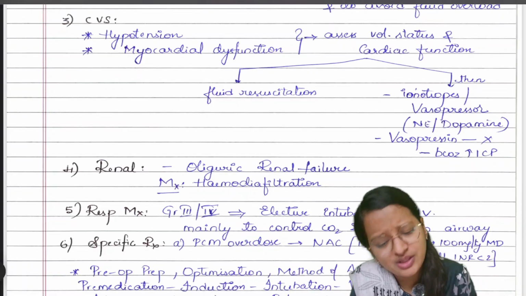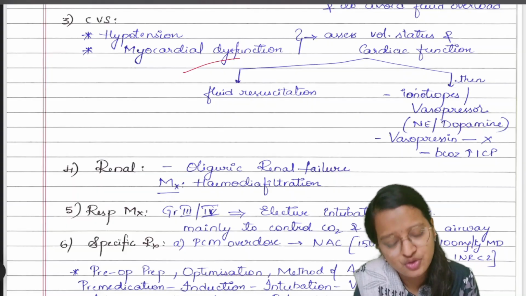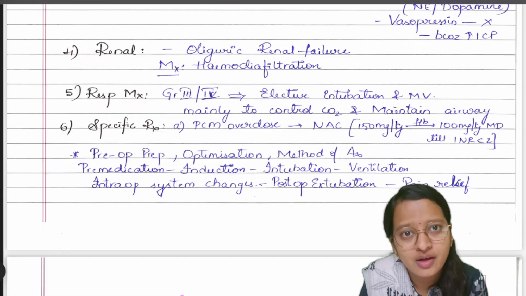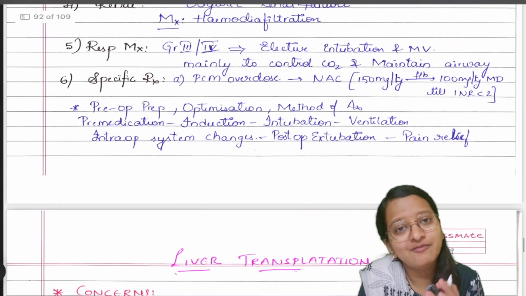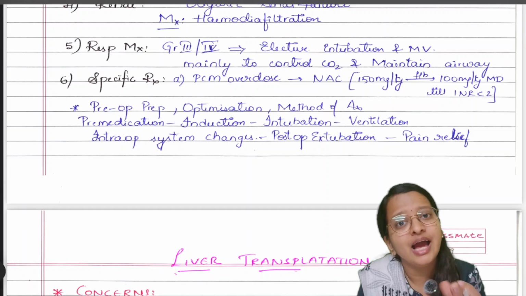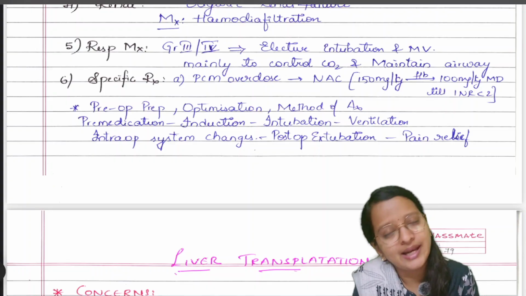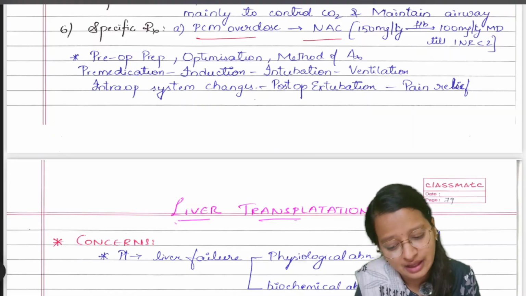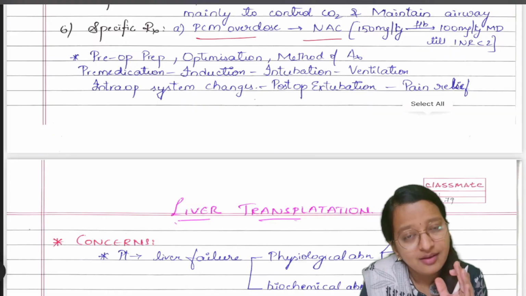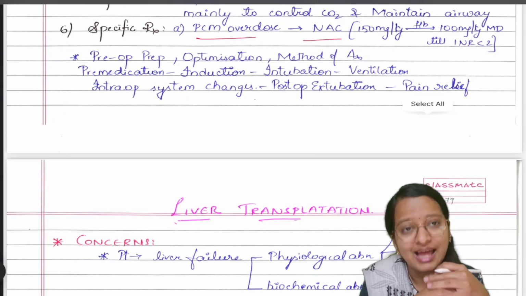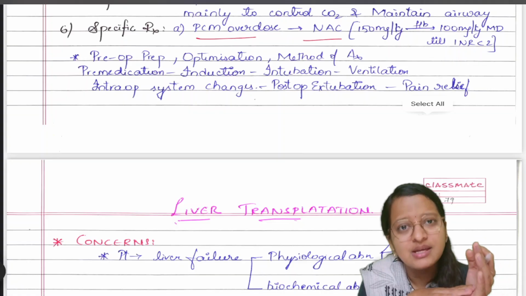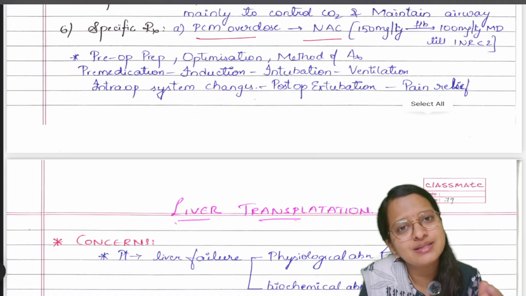Coming to other systems, CVS, we know there will be hypotension and myocardial dysfunction. So we'll have to go for fluid resuscitation and BP maintenance by vasopressors or inotropes. For renal, there will be oliguria. First, we'll try to prevent it. If it occurs, we'll go for hemodiafiltration. Respiratory, we have to see the consciousness of the patient. We have to go for intubation to protect the airway and prevent aspiration, and give specific treatment for the etiology. If it is paracetamol overdose, we have to go for NAC. And we'll see the grading of acute liver failure, how severe it is, and then we'll proceed for surgery. If it is very severe, grade 3, grade 4 hepatic encephalopathy, severe sepsis, we'll be postponing the elective surgery. Of course, we'll optimize and then go for surgery.